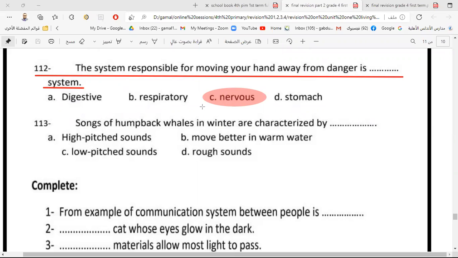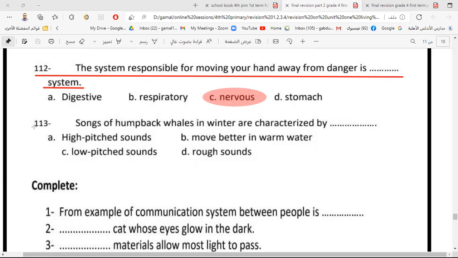Thank you very much, my son. And this is one of the functions of the nervous system: protecting your body from danger, okay? And also communication and also sensation, all of this are functions of the nervous system.